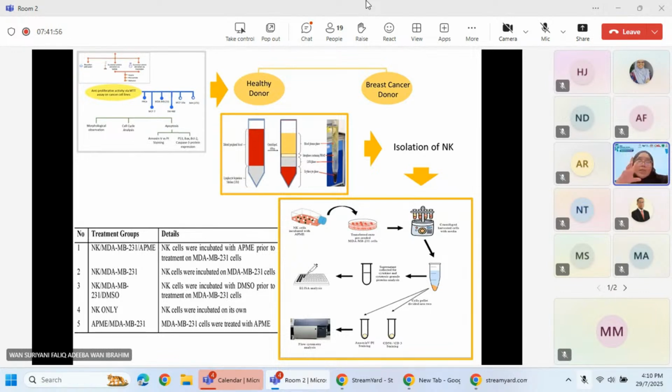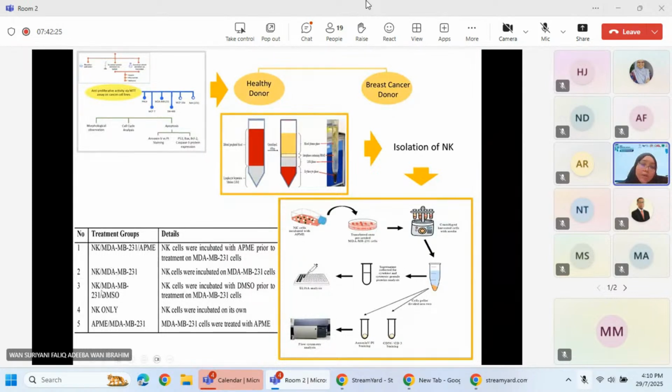After the activation, 24 hours. The next day, we spin it out and then we put them together, co-culture it with the breast cancer cells. Together also with breast cancer cell and also with the extract. The second group is NK cells alone with only the breast cancer cell, MDA MB231.